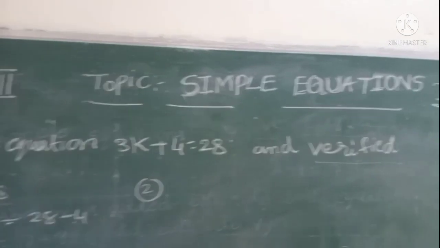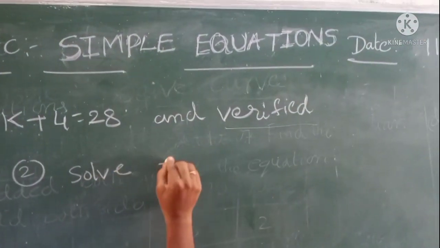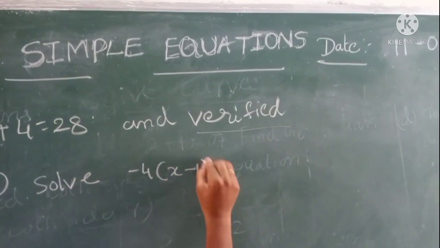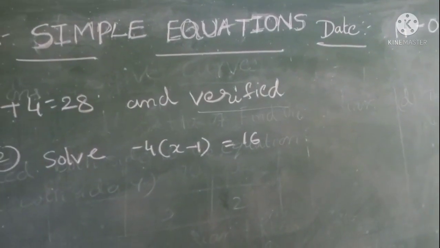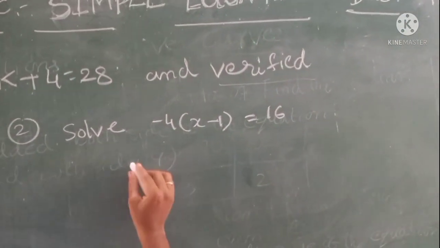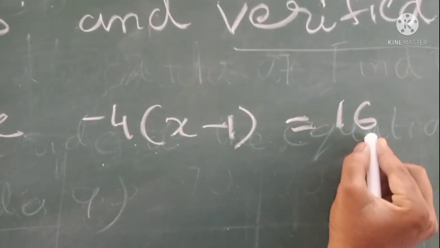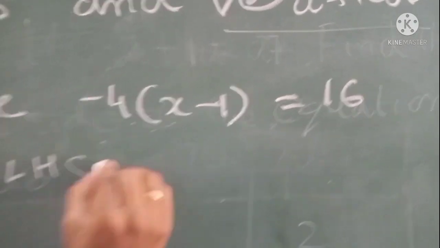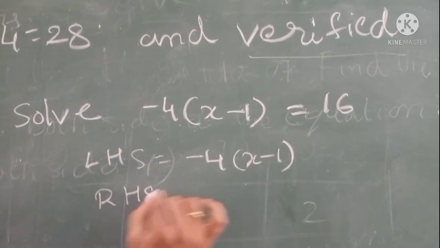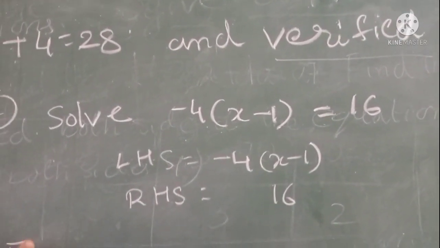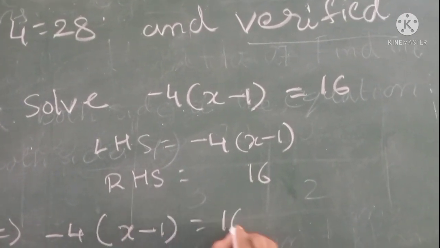Another example I will discuss. Solve minus 4 into x minus 1 equals 16. Read it, children. Minus 4 into x minus 1 equals 16. The LHS part is minus 4 into x minus 1. The RHS part is 16. So take the simple equation minus 4 into x minus 1 equals 16.